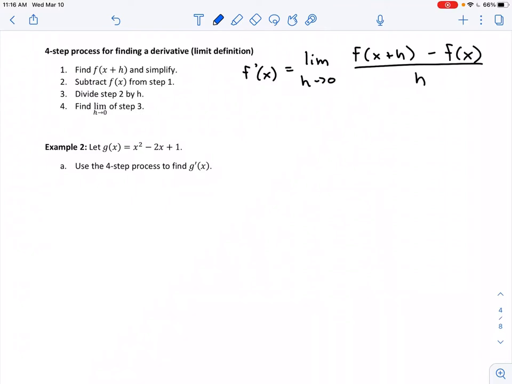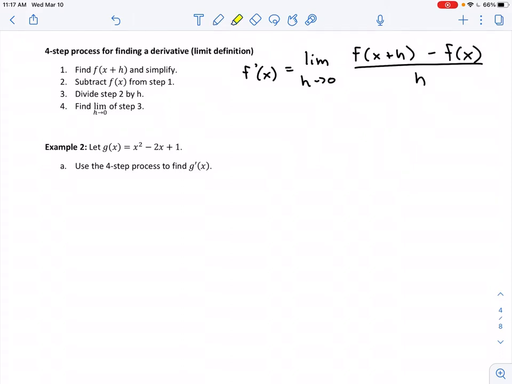So we have this thing called the derivative, and we said it tells us all this really cool, interesting stuff. It tells us the slope of the tangent line, it tells us velocity, it tells us rate of change, but we're going to need to be able to find derivatives in order to use those interpretations. And that's what we're going to talk about in this video: how do we find derivatives?